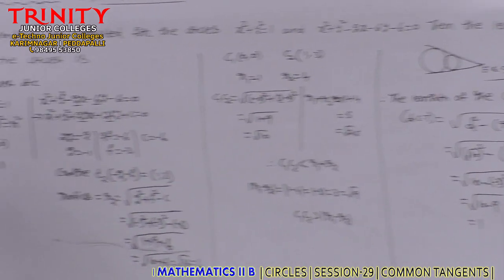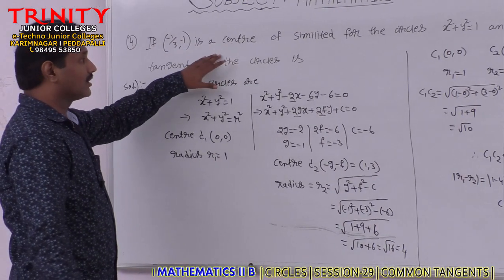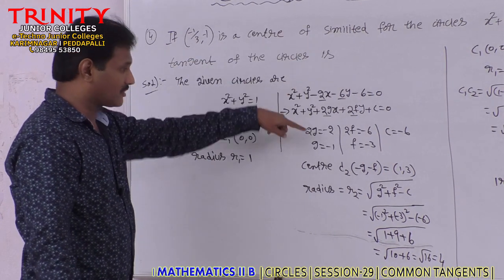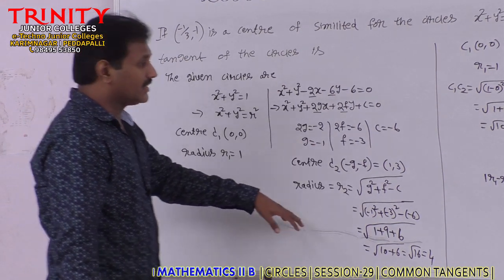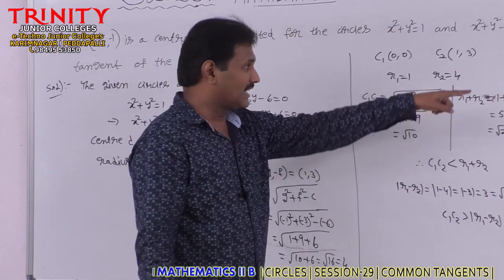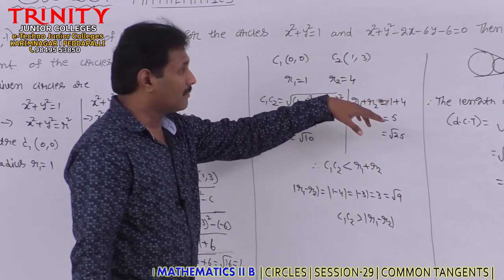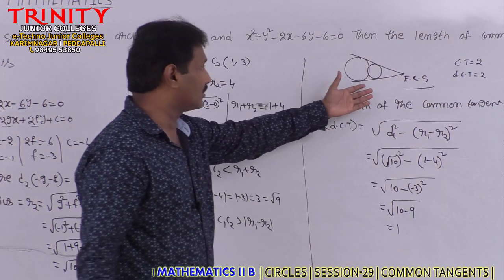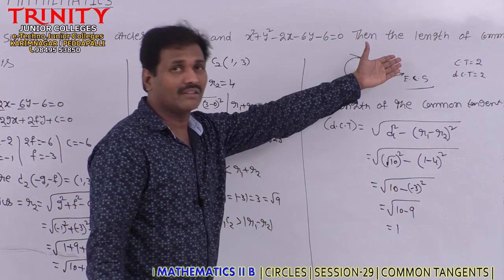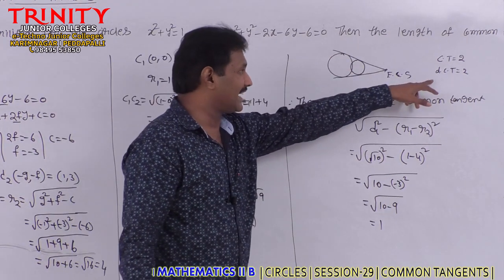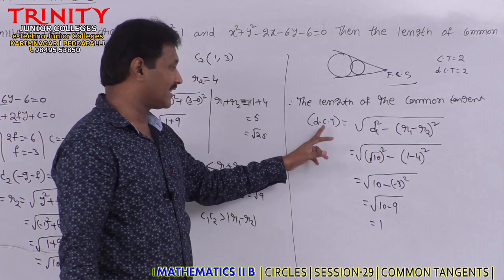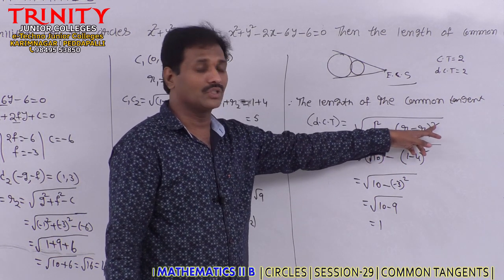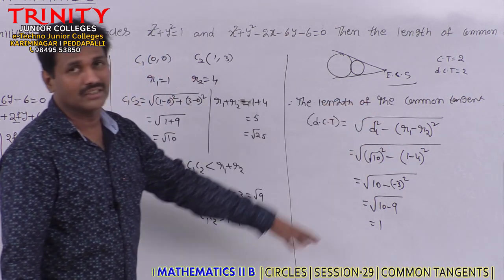Actually, only one center of similitude is given. We don't know whether that center of similitude is external or internal. That's why we first find the position of these circles. In this case, the circles intersect each other, which means it has only an external center of similitude. The given point is the external center of similitude. We need only the length of the common tangent. It has only direct common tangents. We know the length of the direct common tangent formula is the square root of d² - (r1 - r2)². That means the answer is 1.